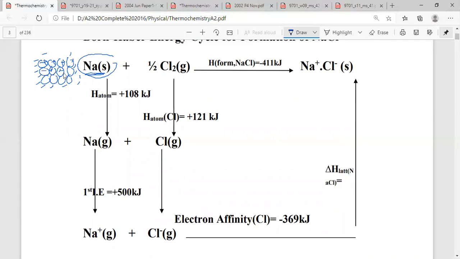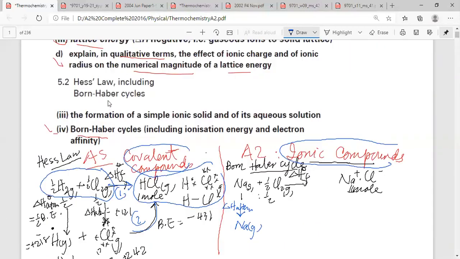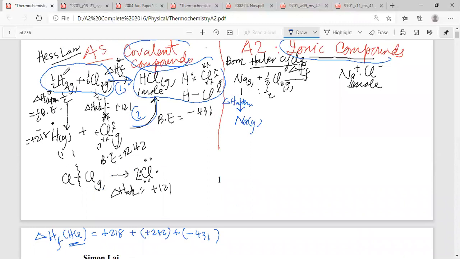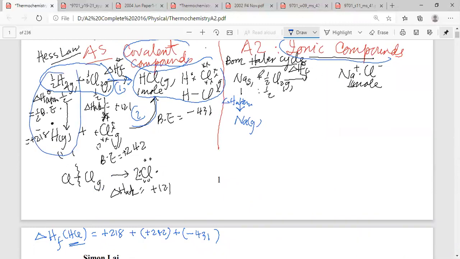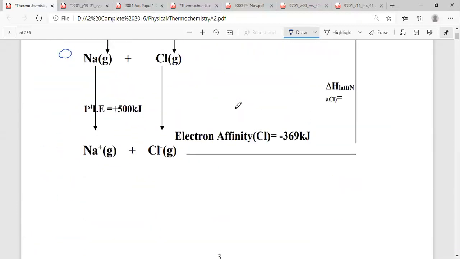Like this is your metallic bonds. So to break this one here, it means this is individual now. It means no more lattice. So from here to here is called atomization. The same way atomization is the same as in your HCl here. See this part here. Of course this is your gas, this is your solid. So that is the first part.